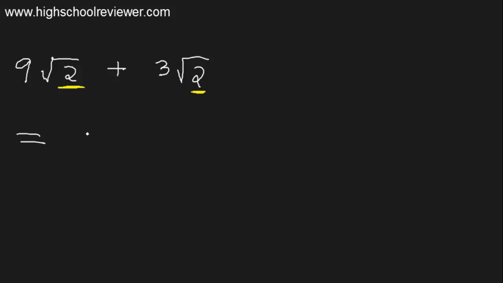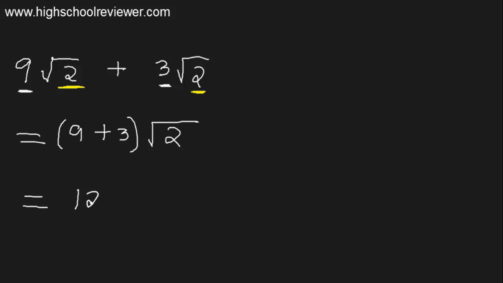So to add this, we will just combine the numbers outside the radical symbols. So we will just combine 9 plus 3, and then we will copy the radical sign together with the radicand, which is 2. So our final answer here will be 9 plus 3, that is 12 square root of 2.